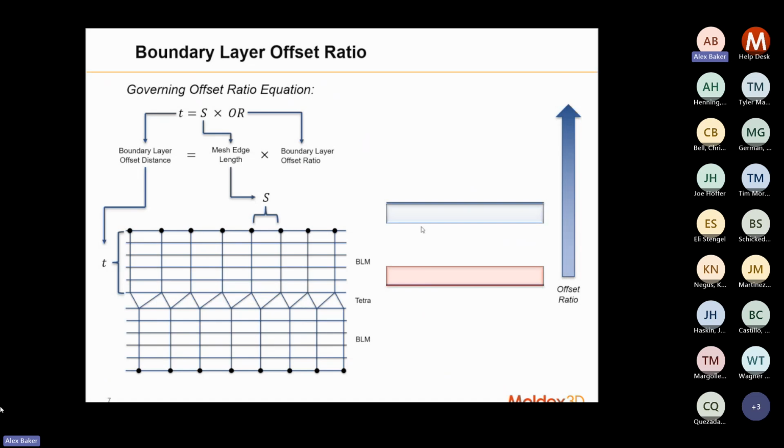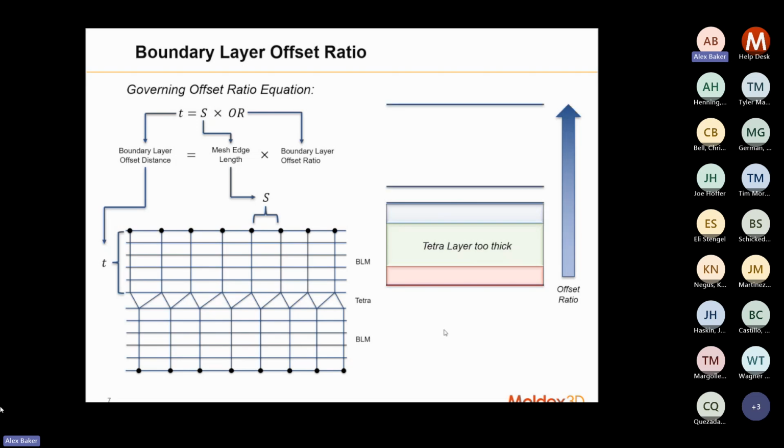And the gap that's created has to be filled with tetrahedral elements. That means that the tetrahedral elements in their random orientation have more of an impact on the results than the more structured boundary layer elements or prism elements. And that's actually not preferable. We want the boundary layer or the prism elements to dominate through the thickness of our part. And so we actually want a higher offset ratio than that.